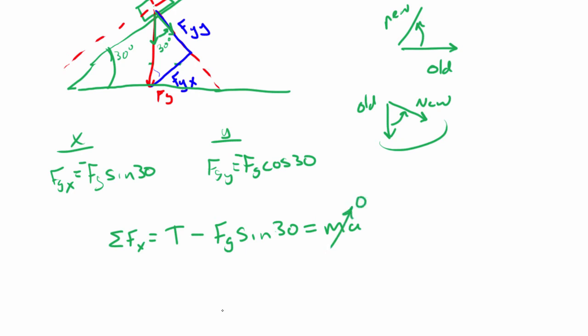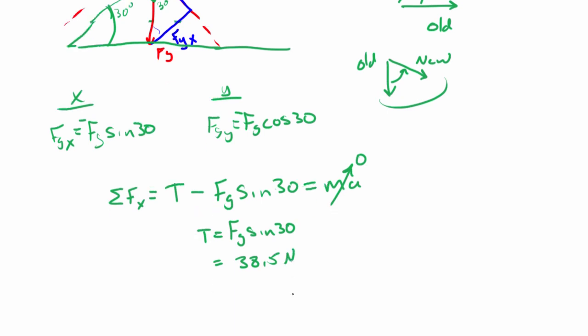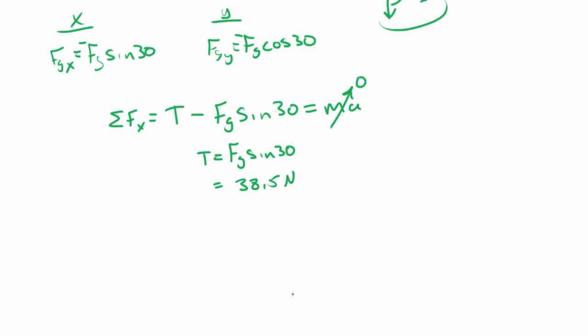So like I said, this is a bit easier because now I could just solve for tension. I don't have to solve for something else in terms of tension. Tension is equal to Fg sine 30. All right? And if you do Fg sine 30, then you should get 38.5 newtons. So we solved for tension right away. We didn't have to do any sort of tricky back substitution stuff.